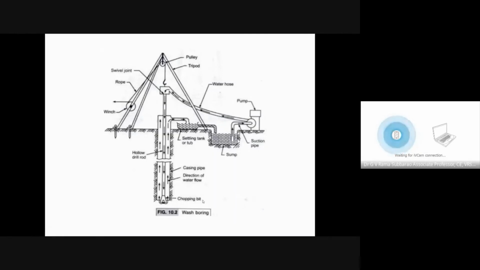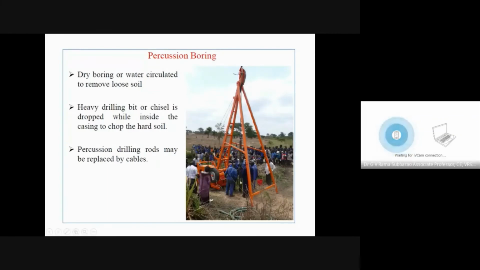Chopping means, somebody can ask me, what is chopping? Chopping vegetables. So this chopping bit is a very sharp bit, which chops the soil into pieces. So I will show you now. This is percussion boring. So you see, there are different types of borings.